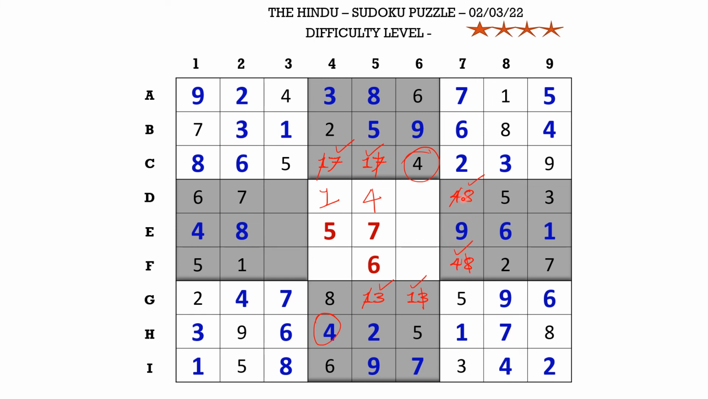So this 8 blocks here, this 8 blocks here. There is a 8 here. So F6 takes 8. There is a 3 in fourth column and a 3 in D row here, which blocks this cell and this cell. So E6 takes 3.